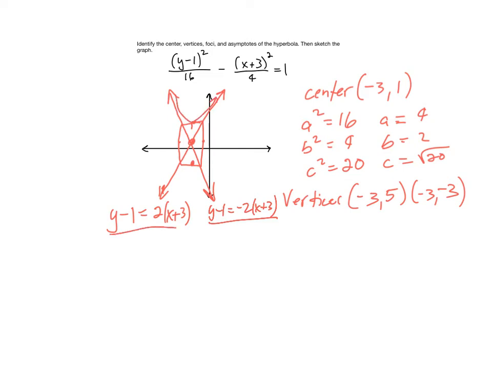We know the hyperbola is going in that direction, so we just have to find the foci. The distance to the foci is c, so starting at our center, negative 3, remember, we're changing in the y direction, so that's going to be 1 plus the square root of 20 to get to one focus up there, and negative 3, 1 minus the square root of 20 to get to the other focus. So we've got center, vertices, foci, asymptotes, and we're good.